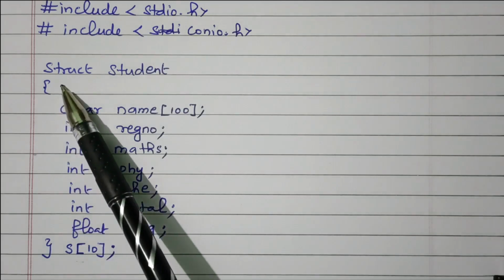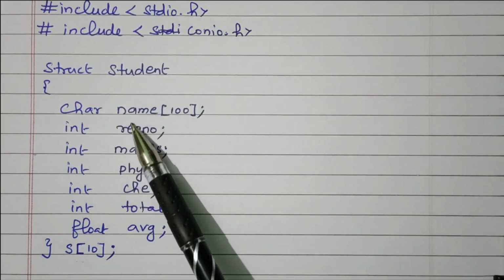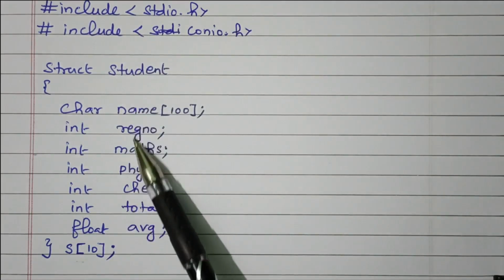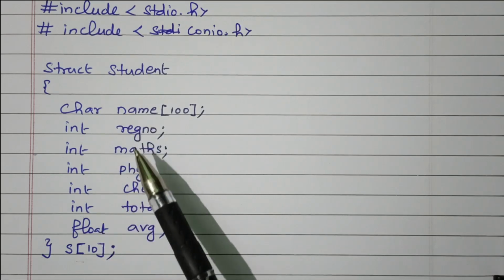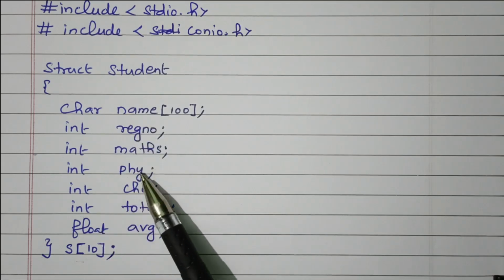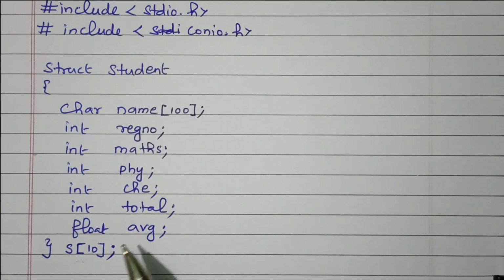So this is the creation of the array. Keyword struct, student, the name. Here is the set of variables of different types: character, integer, float. Student name, register number, mark in mathematics, mark in physics, mark in chemistry, total mark, average, and the structure variable s[10], that is 10 student details can be stored. That is s[0] means the first student, then s[1], s[2] up to s[9].